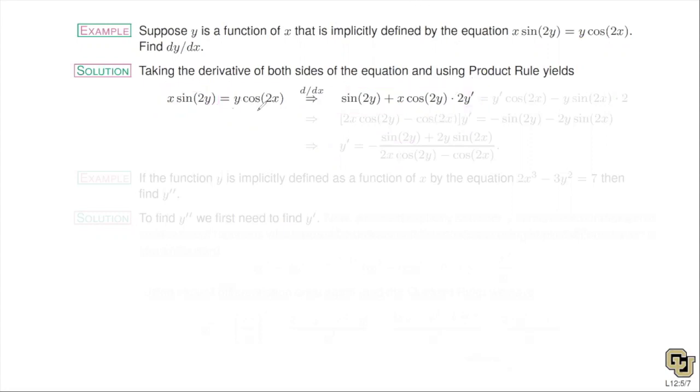And now for the right-hand side, again, product rule. Derivative of y with respect to x will be y prime times cosine 2x, plus y times the derivative of cosine 2x, which will be negative sine 2x times 2. There's the y prime, derivative of the first function, times the second. And then I copy down the first function. The derivative of cosine 2x is a chain rule, giving negative sine 2x. So that's where this minus sign is coming from. This minus sine 2x times 2, that's the derivative of cosine 2x.